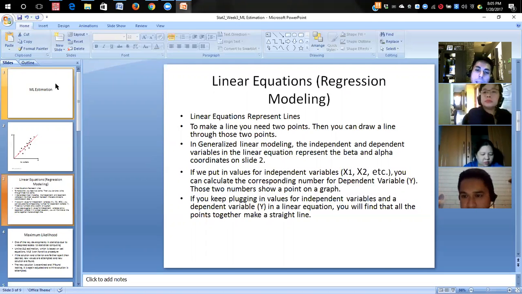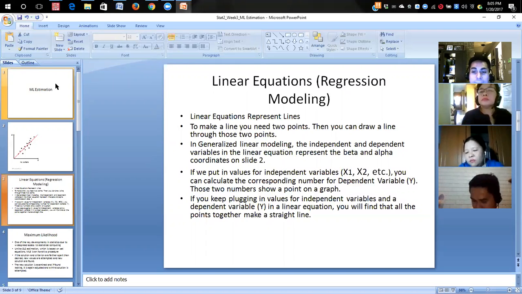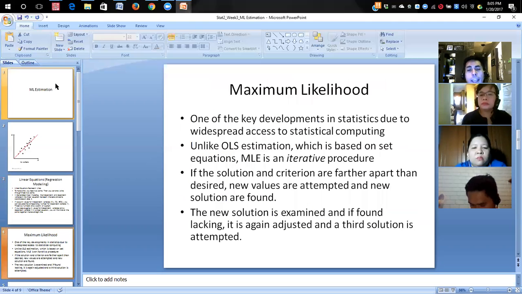If you keep plugging in values for independent variables, which means we are now moving forward to multivariate or multiple linear regression, and a dependent variable in a linear equation, you will find that all the points together will make a straight line. So that is the perfect modeling for generalized linear regression.